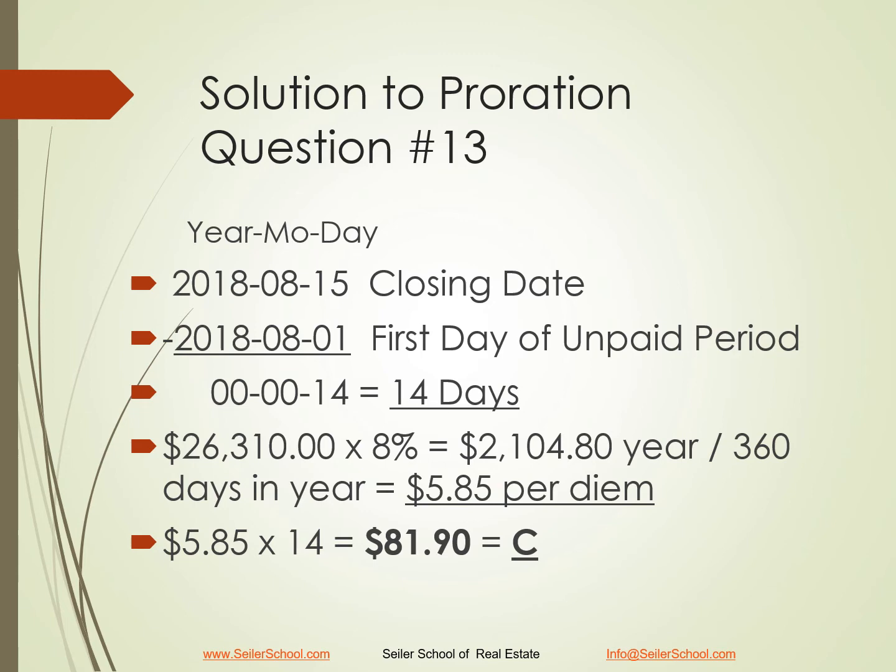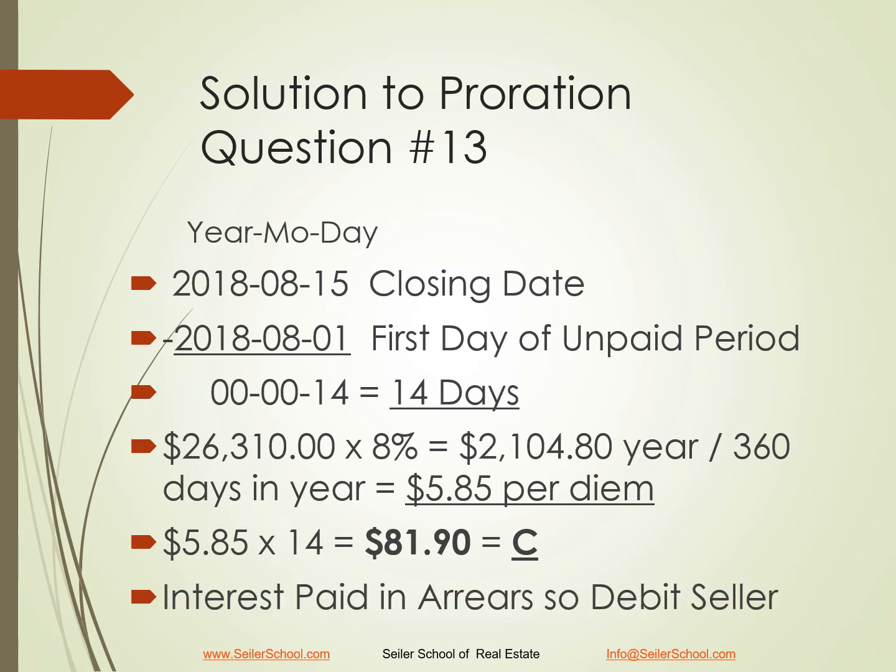$5.85 times 14 days is $81.90. Interest is paid in arrears, so the seller owes that. It'll be a debit to the seller of $81.90. Since this was not a mortgage assumption, it doesn't end up being a credit to the buyer because the payoff will be paid to the lender.